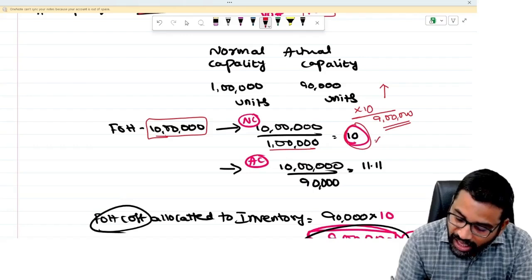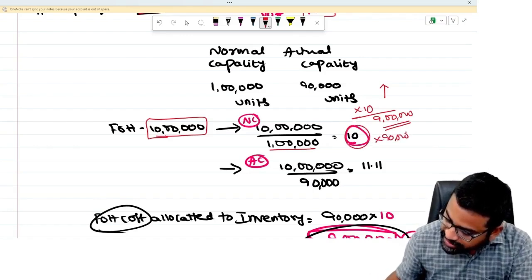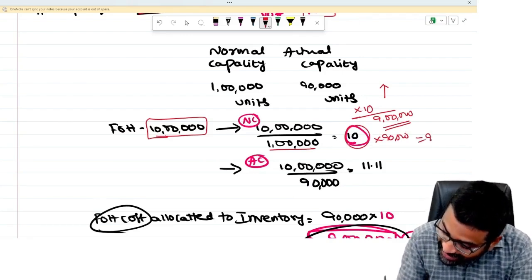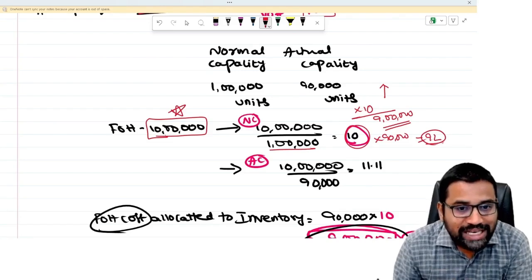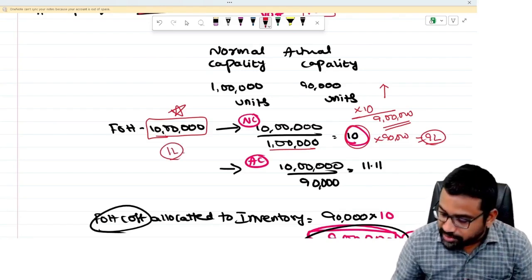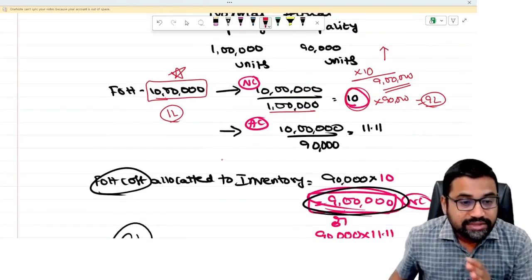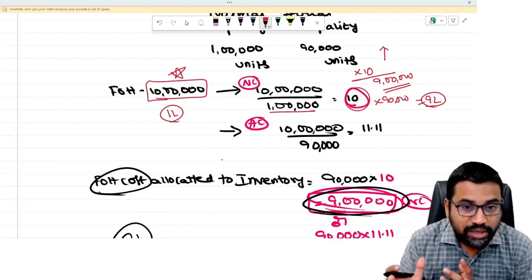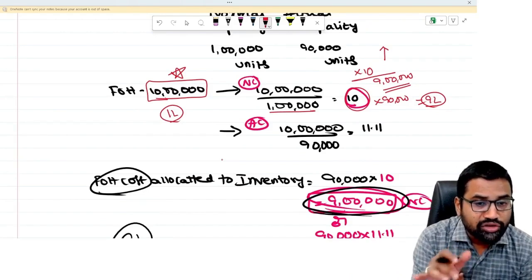That means if I produce 90,000 units, each unit I need to allocate 10 rupees. How much am I absorbing? 9 lakhs. Sir, what is your fixed overheads? 10 lakhs. But you are absorbing only 9 lakhs to the inventory cost. What about this unallocated 1 lakh? That will be your period cost debited to P&L account. Now see, sir, why? When you said for variable overheads, actual production. But for fixed overheads, you are saying actual or normal, whichever is higher.